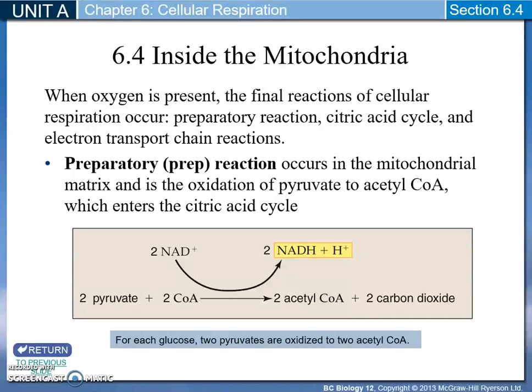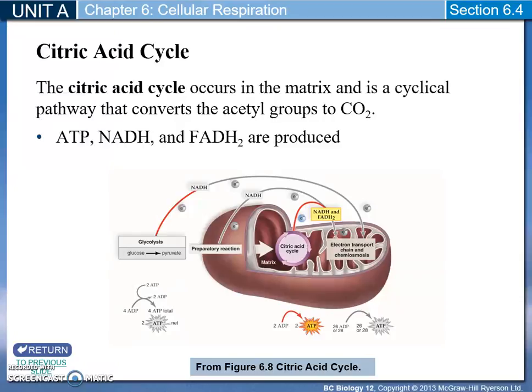In phase 2, the pyruvate is oxidized to acetyl coenzyme A, which will then enter the citric acid cycle. Again, oxygen is not required for this reaction itself. However, in order to enter the mitochondrion, oxygen does need to be present. So in the presence of oxygen, things move inside the mitochondria, and we get the prep reaction, which is phase 2.